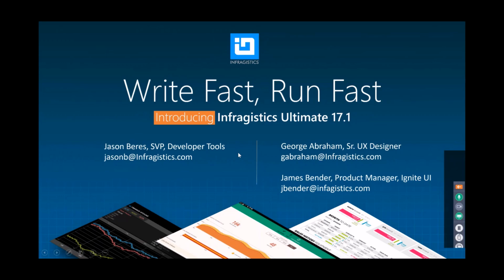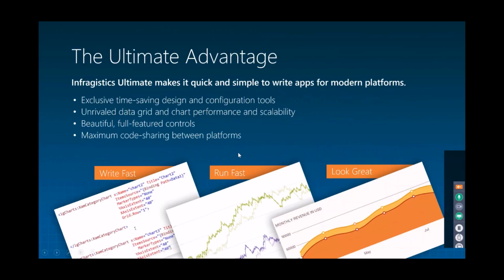So let's go ahead and get started. We sort of started this story about "write fast, run fast, look great" earlier in the year, and that's kind of how we're positioning everything that we're doing in these products. And one of the big value propositions that we've always talked about, at least I've been with Infragistics now for 14 years, is about the great ROI that you get using a toolkit like Infragistics Ultimate.